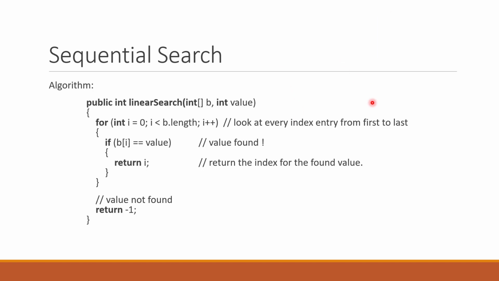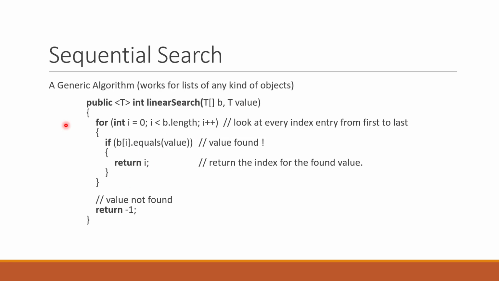If we take a look at the algorithm, it's pretty simple. We have a for loop and we look at every index from the first to the last. So the worst case is big O of n, because we will look at all the entries in the list. Then we have a simple if statement. If it is the same as the value we're looking for, we return it. Otherwise, -1.